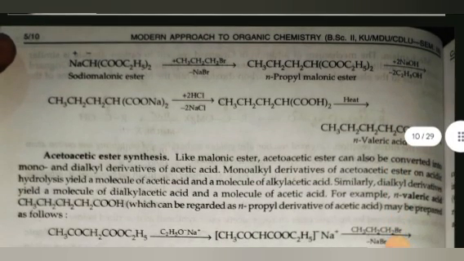For example, sodium malonic ester in the presence of CH3CH2CH2Br gives rise to n-propyl malonic ester, and in the presence of 2 moles of NaOH gives rise to CH3CH2CH2CH(C=O ONa)2, in the presence of 2 molecules of HCl gives rise to CH3CH2CH2CH(C=O OH)2, which on heating gives rise to n-valeric acid plus CO2.